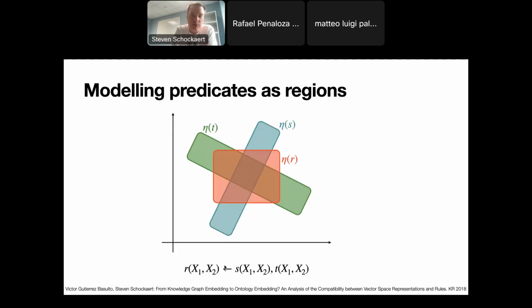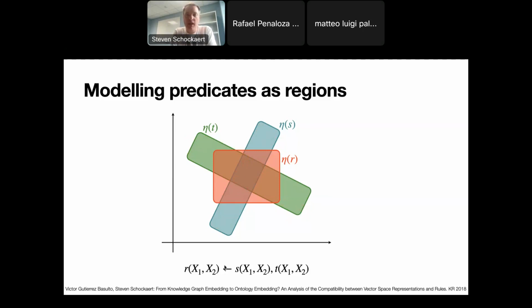So we can show this in a picture even. Here we have binary relations. So if each entity is represented in a one-dimensional space, the relations are represented in two-dimensional space. And so here we have a model of this rule, right? Because we have regions which are such that the intersection of the representation of S, this blue region, and T, the green region, that intersection here is included in the red region, which is the representation of R. So this rule is satisfied.